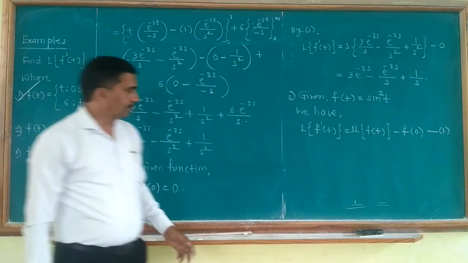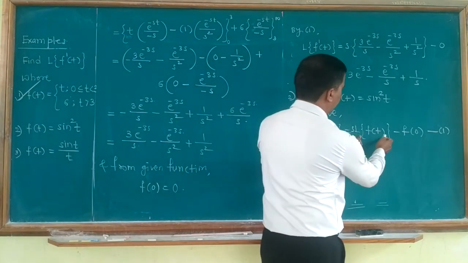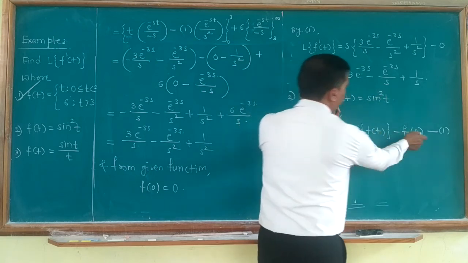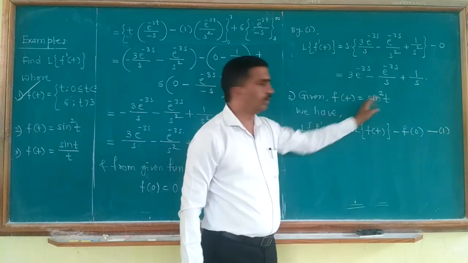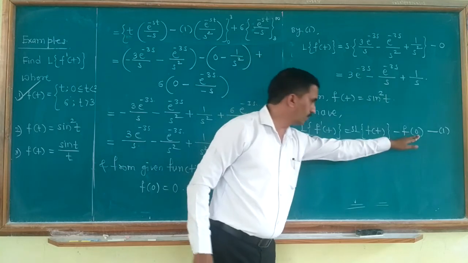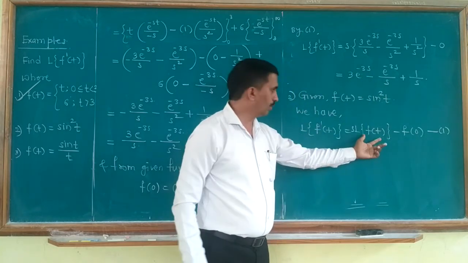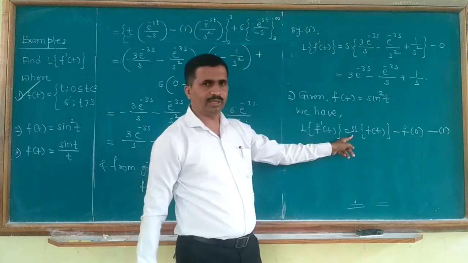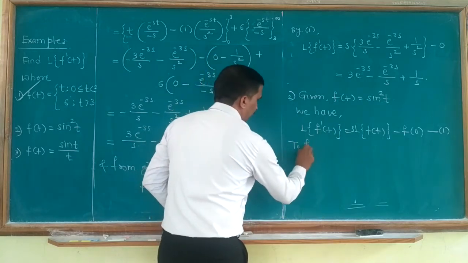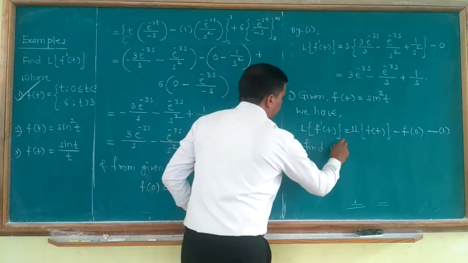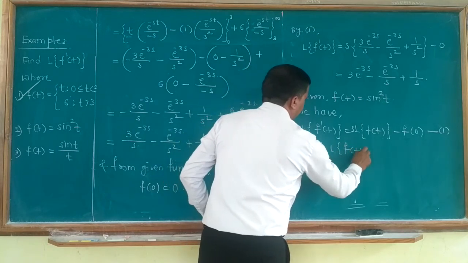Now first find Laplace of f of t. F of t is given, and f of 0, obviously you put t is equal to 0, so sine square 0, and that value will be 0. So this value is 0. So you just find out Laplace of f of t and multiply it by s. So now to find Laplace of f of t.